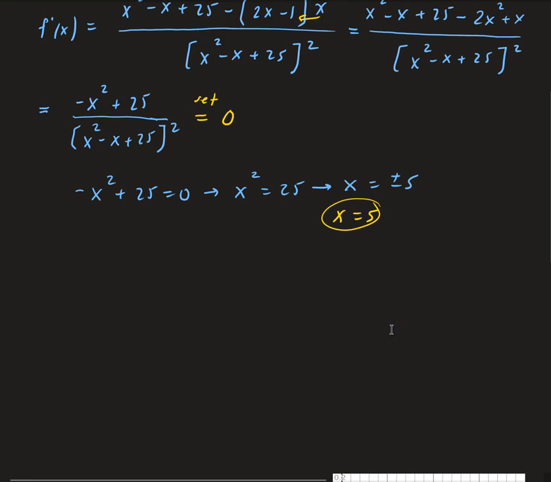Okay, so the next step is to evaluate. We want to evaluate the critical numbers at our function and the boundary points.